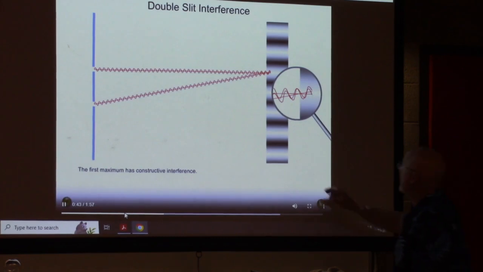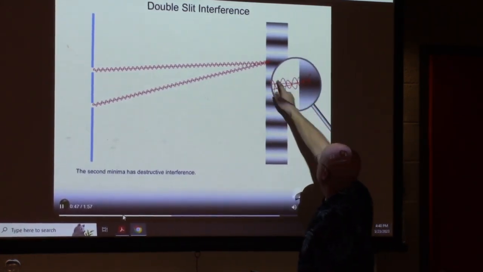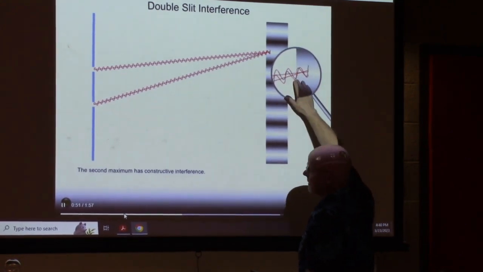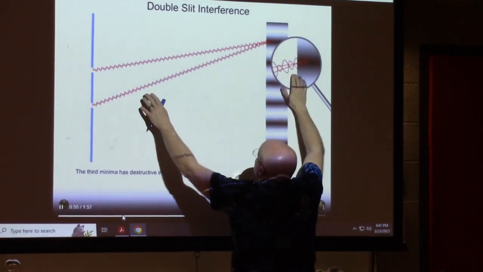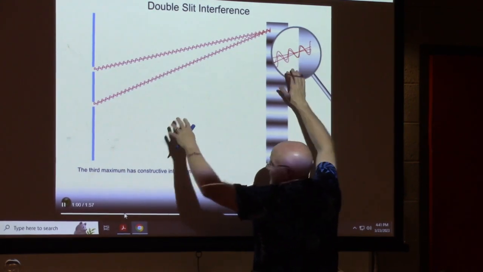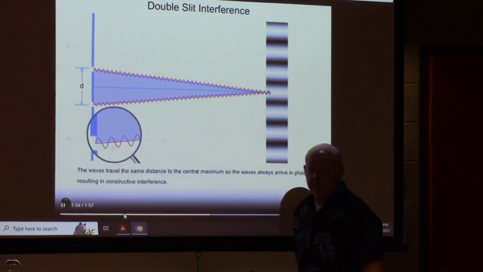But as we move up, watch what happens. See, crest and trough lined up, so you get destructive interference. Now you get constructive. We're at the second maximum, so this has 2 more wavelengths further. Now destructive, so this is 2.5 wavelengths further. And now constructive again, third one, and so this is 3 wavelengths further than that one.